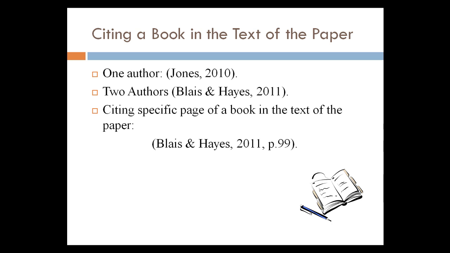Here is an example of citing 1 author in the text of your paper, 2 authors, and a specific page of a book in the text of the paper.